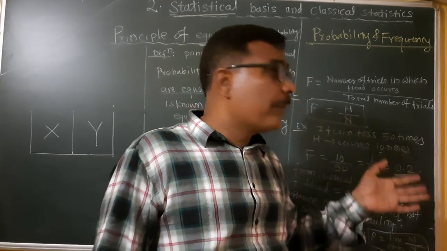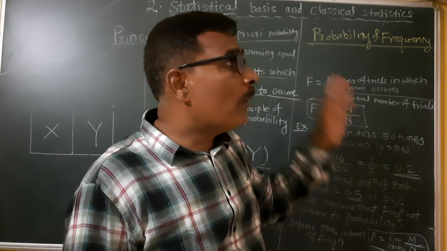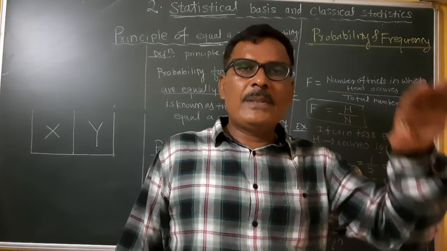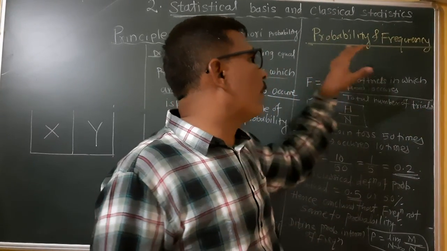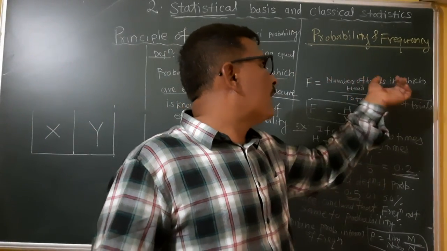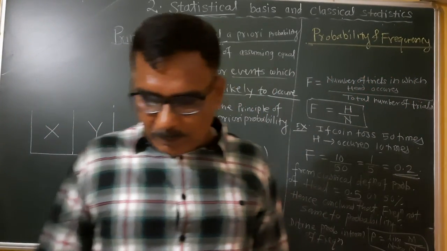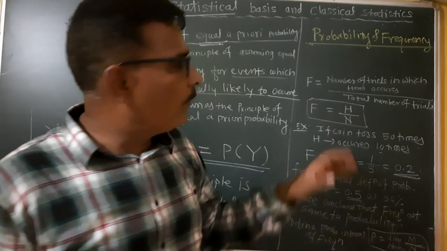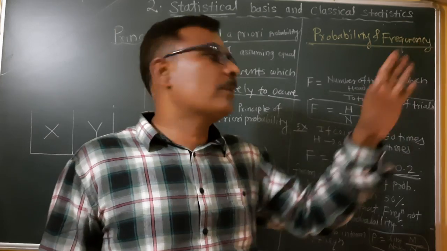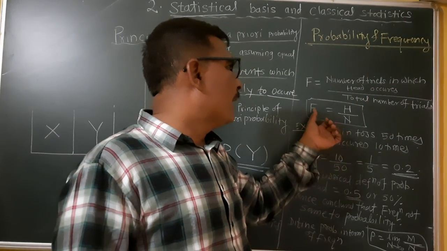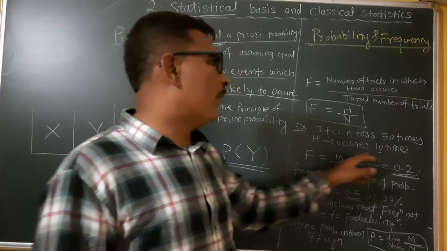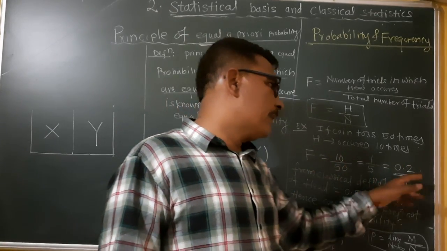So frequency means the number of trials in which head occurs. Frequency is defined as the ratio of the number of trials in which head occurs to the total number of trials. So F is equal to H by N, and for tail, F is equal to T by N. If the coin is tossed 50 times and head occurs 10 times, the frequency is 0.2.